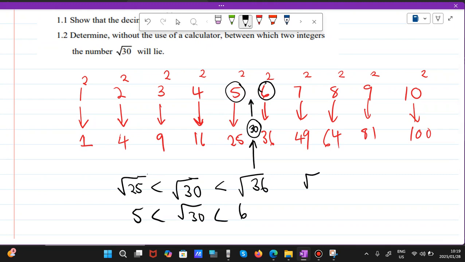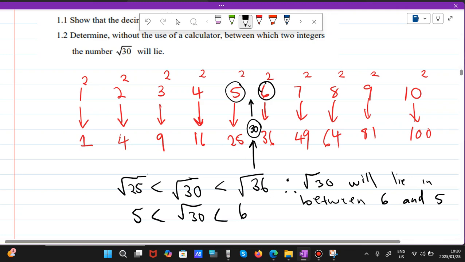So now you will say, therefore square root of 30 will lie in between 5 and 6, integers. That's how you should answer your question, just like that.